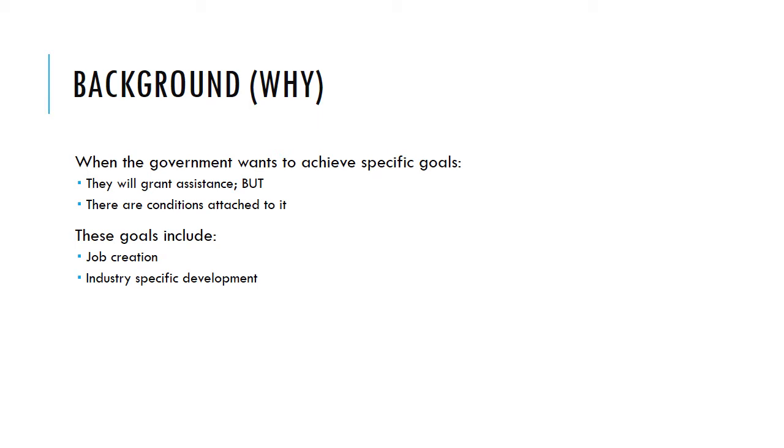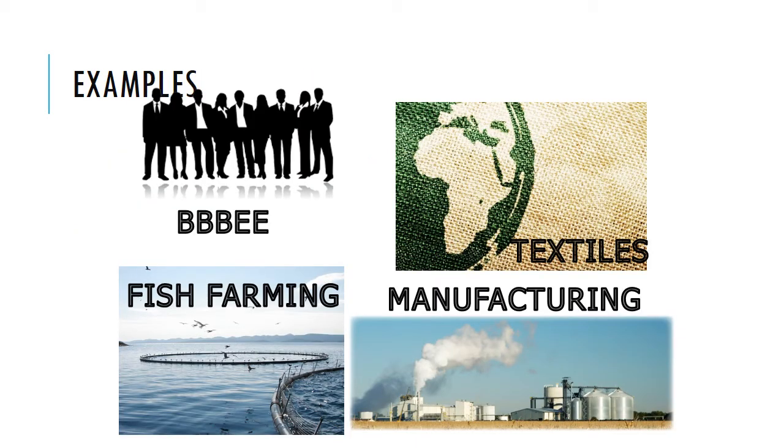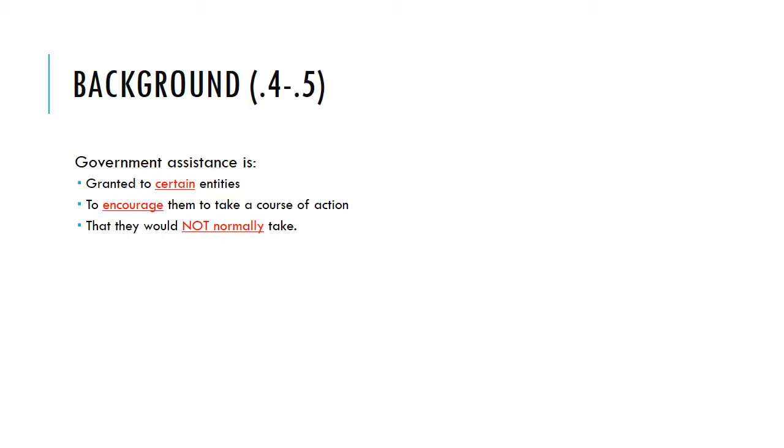All you guys have to understand is that you receive this money from the government in order to achieve a specific goal for the government. Here are just a few examples for you guys. It's for IAS 20 government grants, fish farming, manufacturing, textiles, and BBBEE. Then very important, as we've said, the government always has a bigger picture in mind with the grant.